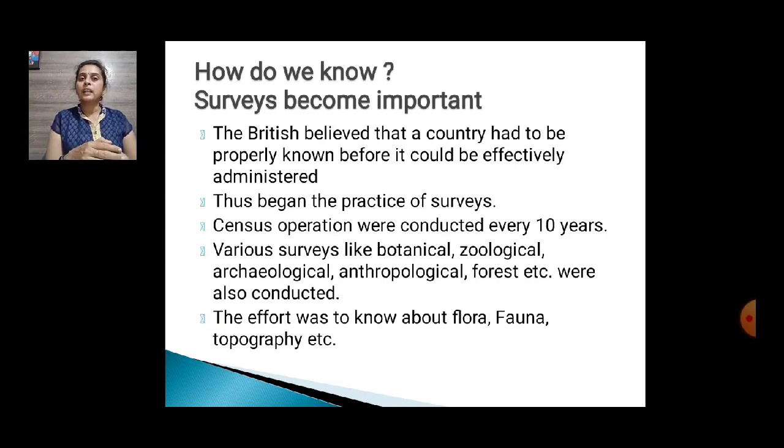The British believed that a country had to be properly known before it could be effectively administered. अगर एडमिनिस्ट्रेशन करने से पहले पता हो कितनी संख्या में लोग हैं, और उसमें कितने मेल, कितने फीमेल, कितने पढ़े लिखे, कितने अनपढ़, how many are working, how many are not working. So if it is related to population, then the same for forests: how many forests are there, how much part is covered by forest and how much by desert or coniferous forest, like that. This became the practice of surveys.